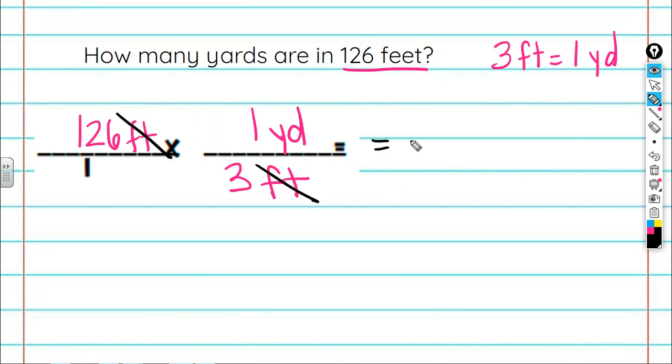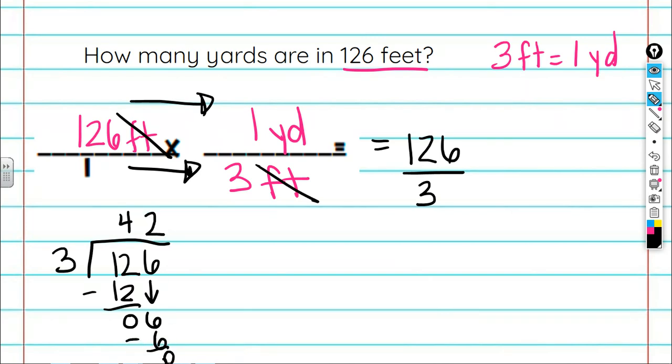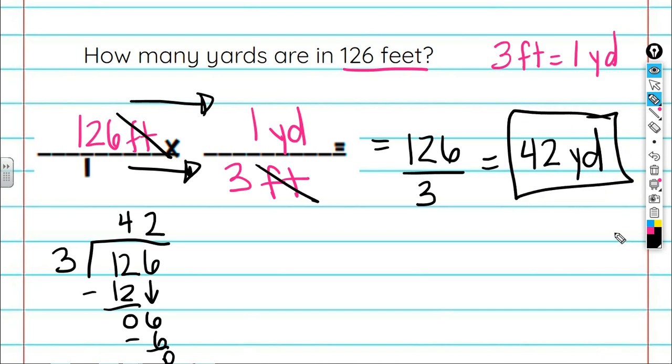So we would take 126 divided by 3. And the way I'm getting that is I'm multiplying straight across here. So 126 goes inside, 3 goes into 12 4 times, subtract, bring down your 6, 3 times 2 gives us 6, and there we are. So 42 yards. So 126 feet is also equal to 42 yards.